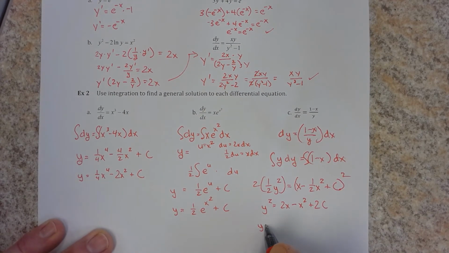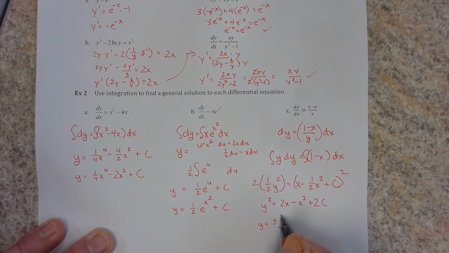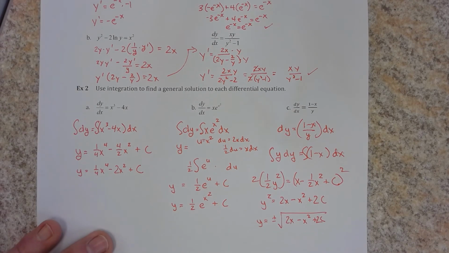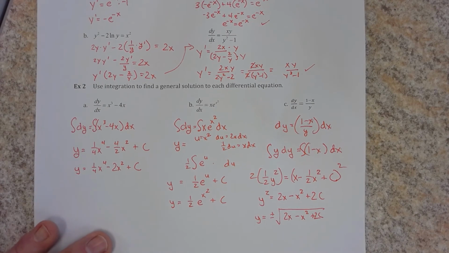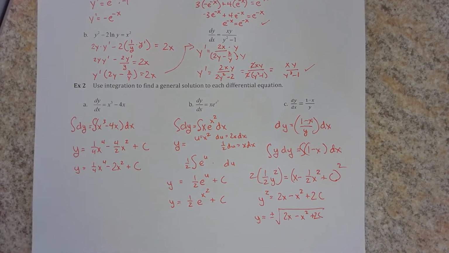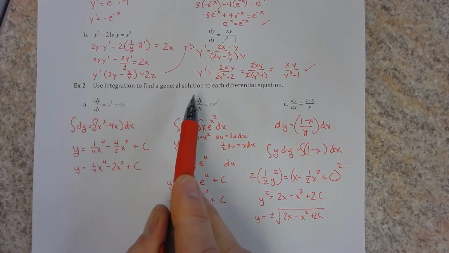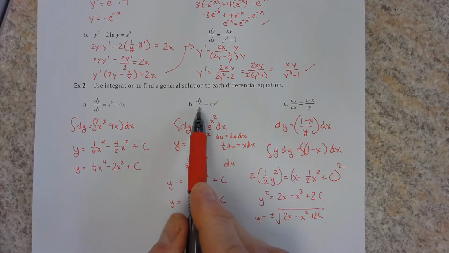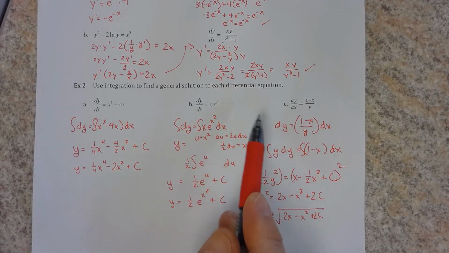Solving for y, we get y is equal to plus or minus the square root of 2x minus x squared plus 2c. And there we have it. We've solved for y, and we have used integration to find a general solution to this original differential equation, whether it's dy dx or y prime, really treat it the same way.